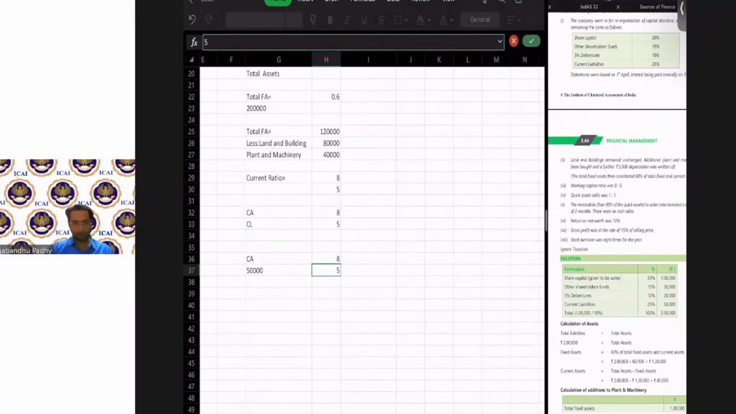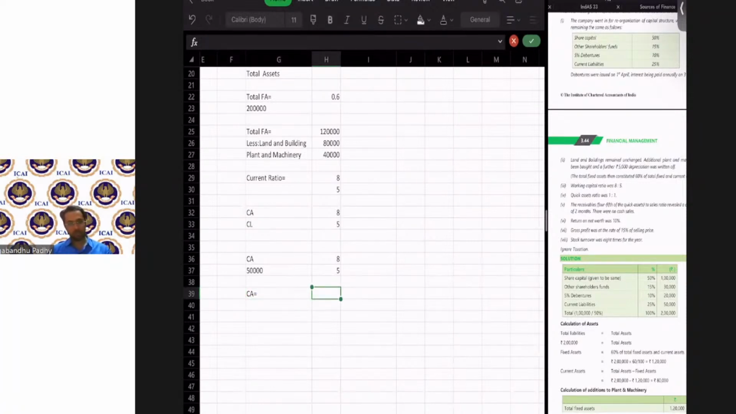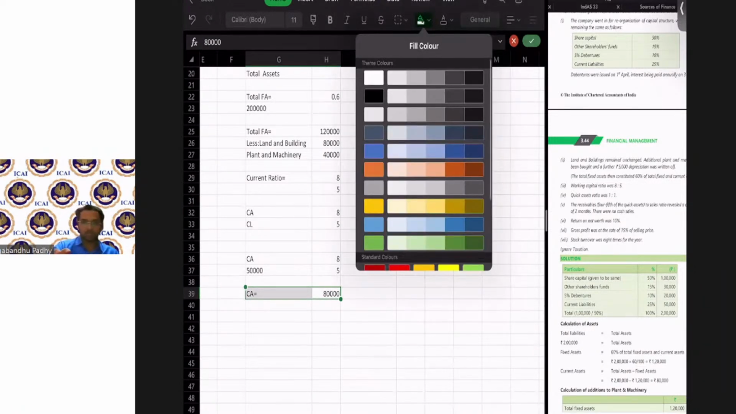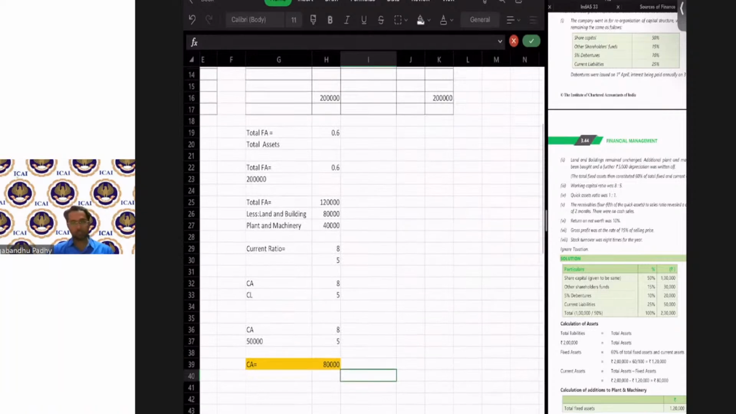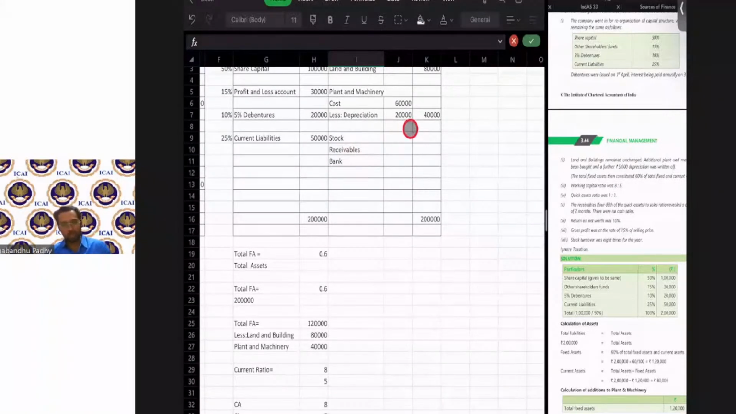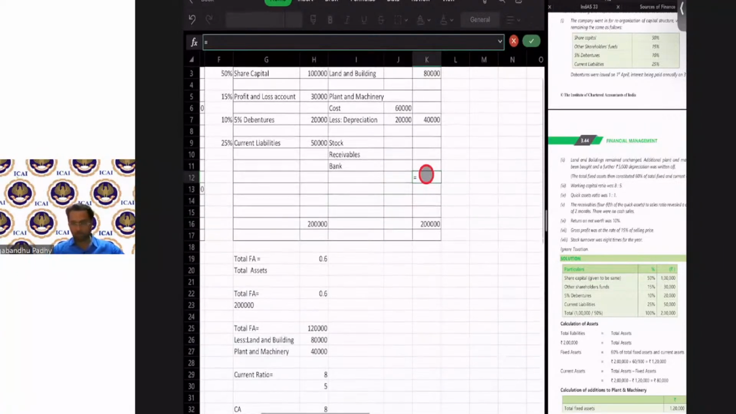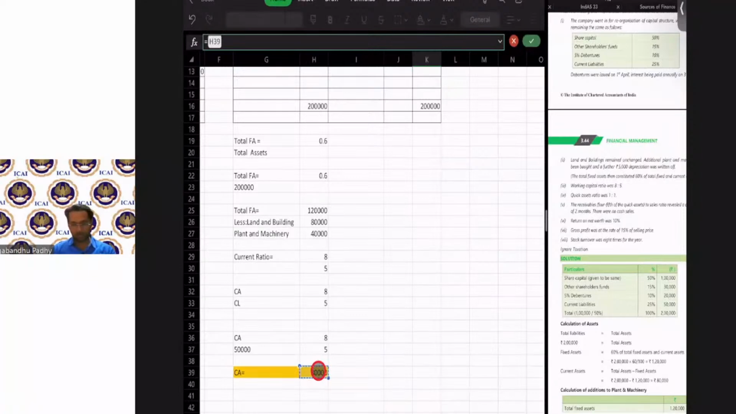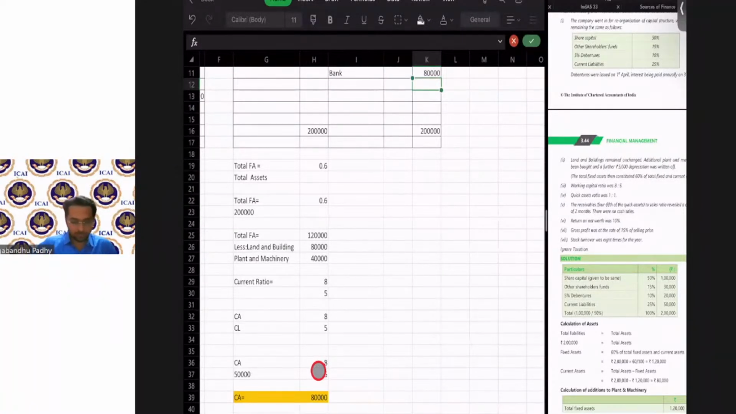Okay. So we would get the current asset simply as 80,000. Current asset is 80,000. So that's actually a total of stock, receivables and bank, right? Stock, receivables and bank. So in totality, it should be this figure 80,000.